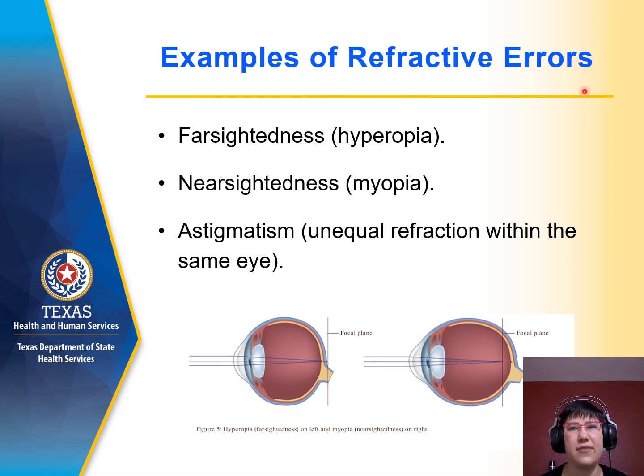Examples of refractive errors are farsightedness, or hyperopia, where they can see really well far usually, but not so well near, and nearsightedness, which is myopia. And then astigmatism, which is an unequal refraction within the same eye. So I have one eye that is really, really nearsighted, but only a little bit of astigmatism. And the other eye is not so nearsighted, but it has a huge amount of astigmatism.